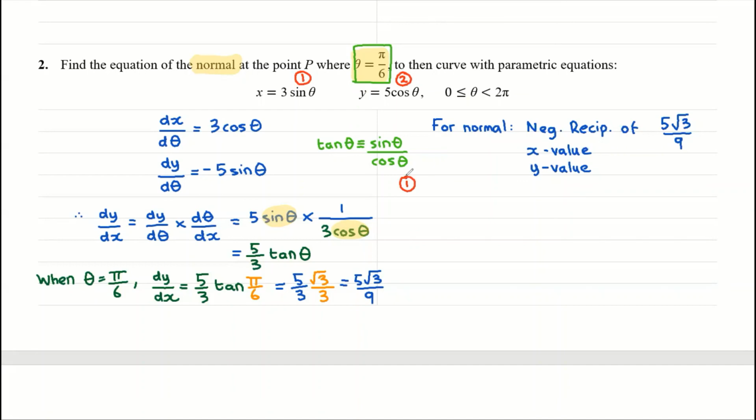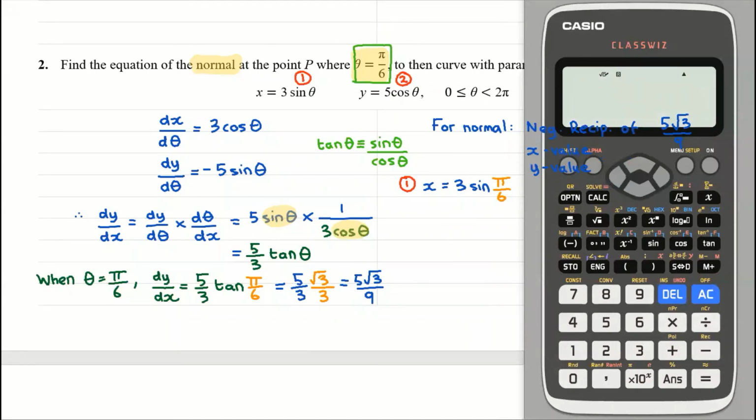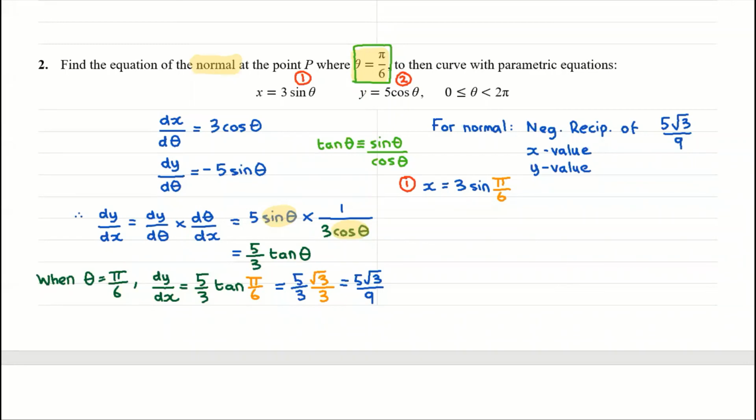Okay, so the x value is going to be 3 sine of pi over 6. Okay, and once again, if you don't know what that is, just grab your calculator. Nothing wrong here. If you don't know what it is, don't worry. It's sine of shift pi divided by 6. Okay, so that's just a half, isn't it? It's a standard one. So fill that in. So it's 3 lots of a half, which is 3 over 2. So we've now got the x coordinate.